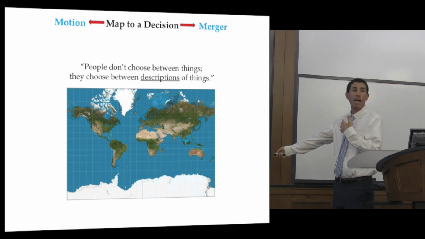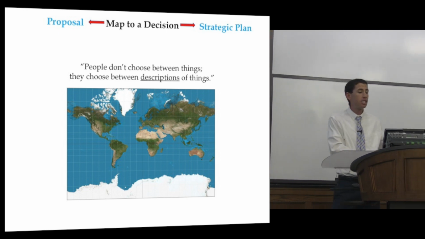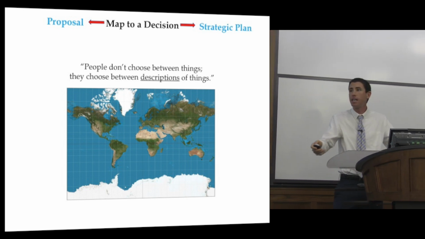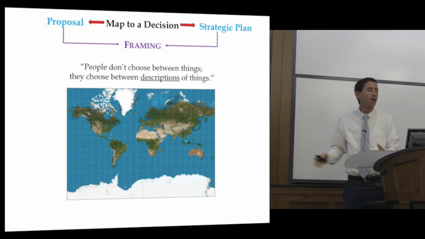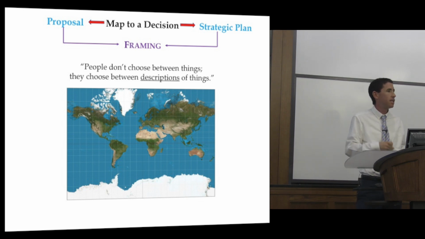You can think of this like a grant proposal, maybe a strategic plan, all sorts of things you're framing. You're taking control of how people see the world. And so that's why I want to talk about maps, because you can look at a world many different ways.